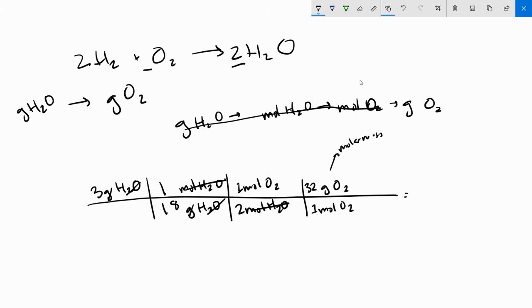If I plug this into the calculator, I would do 3 times 32 divided by 18 times 2, which is going to give me a value of 2.66 repeating grams of oxygen gas.